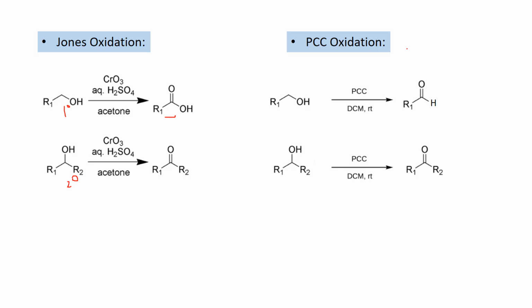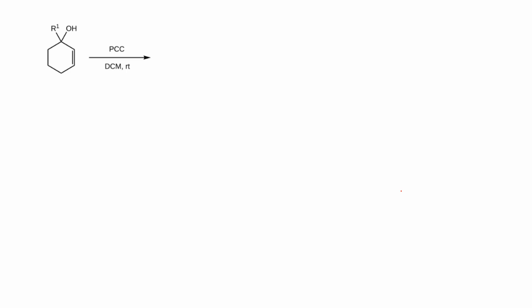But in case of PCC oxidation, what is the advantage over this Jones oxidation? In case of PCC oxidation, you will just get an aldehyde from the alcohol. So there is a one-step oxidation, and secondary alcohol undergoes oxidation to give ketone. So now you know that primary alcohol gives aldehyde and secondary alcohol gives ketone.